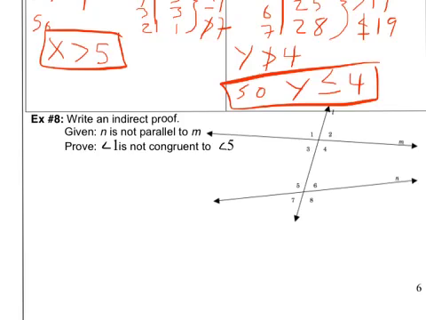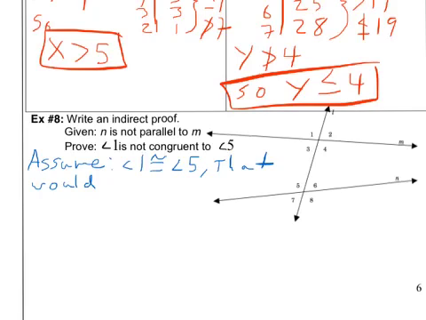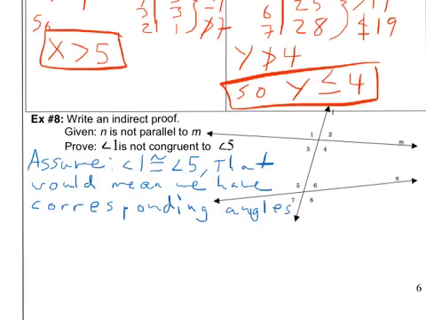Well, the thought process is the same here. I'm going to assume the opposite of what I'm trying to prove. So if I'm trying to prove that angle 1 is not congruent to angle 5, I'm going to assume that angle 1 is congruent to angle 5. And then let's try and write this kind of like a paragraph. So we could say that would mean we have corresponding angles. So 1 and 5 are corresponding angles, corresponding angles that are congruent.